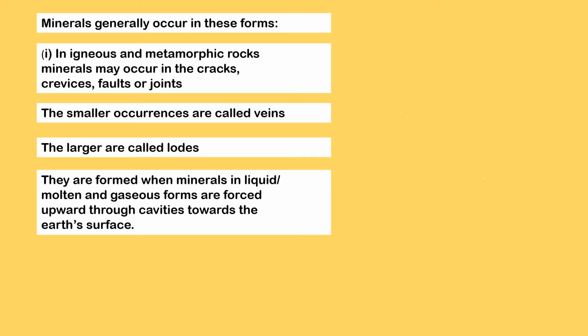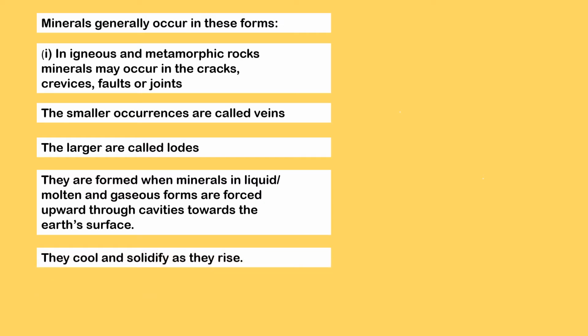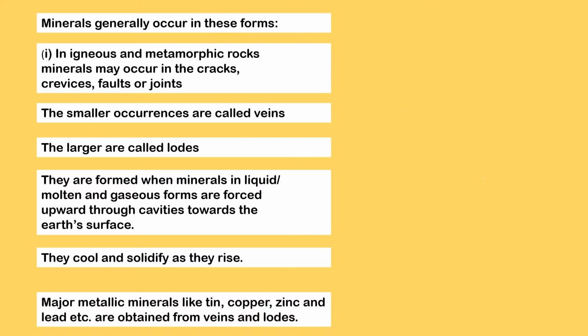These are formed when the minerals in liquid, molten or gaseous forms are forced upward through cavities towards the earth's surface. So they are being forced from the inner earth towards the earth's surface. They cool and solidify as they rise. Major metallic minerals formed in this way are tin, copper, zinc, and lead, and they are obtained from veins and lodes.